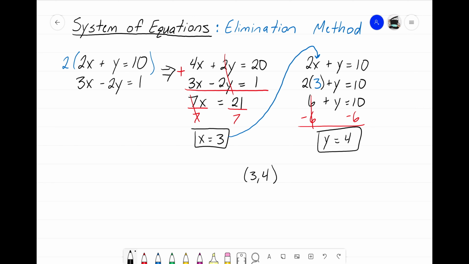Again, this is an example of using the elimination method, but first having to manipulate one of the equations by multiplying it by something so that the variables will drop. Sometimes you'll get equations where variables won't drop right away, but all you have to do is multiply one of them, sometimes both of them, to get any variable to drop.